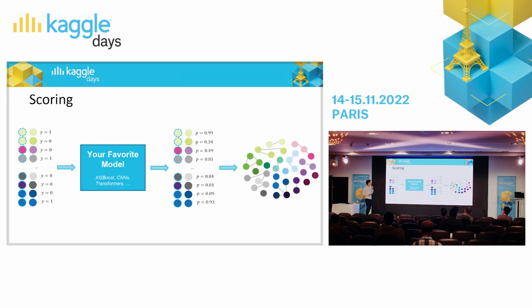Then scoring is quite easy once you have your pairs. If it's a true match, the label is 1, and if it's not, the label is 0, and you feed it to your favorite model. It can be XGBoost, CNNs, transformers, depending on the data, and you predict the probabilities. Therefore, once again, you can retrieve matches, and with some graph processing techniques, you build back the graph, and it's done. You've solved your problem. I mean, almost.